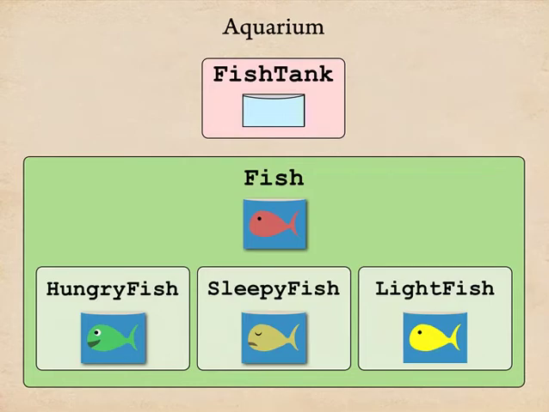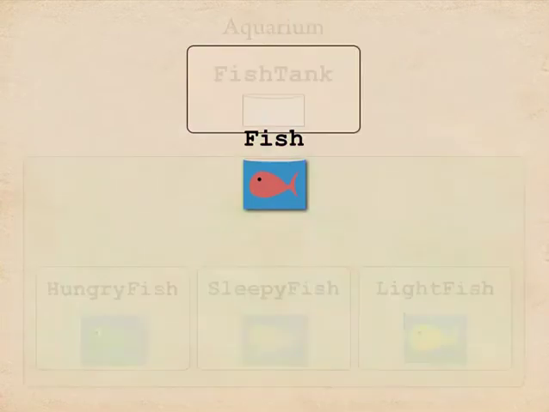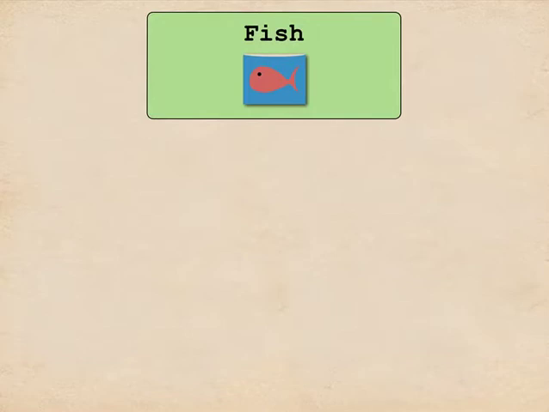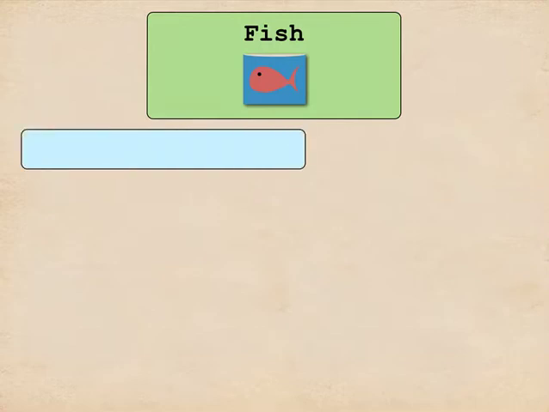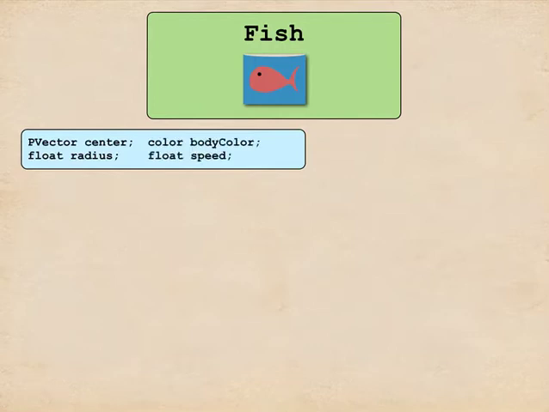Since the tank is made up of fish, let's now take a look at the fish class. The fish class is responsible for everything that all the fish have in common. Like most classes, it starts with a few instance variables. Here, it's the fish's center and size, or radius, as well as its color and speed. I actually use the speed to also tell me which way the fish is looking, since it's always looking in the direction it's moving. So if the speed is positive, the fish is looking to the right, and if the speed is negative, the fish is looking to the left.